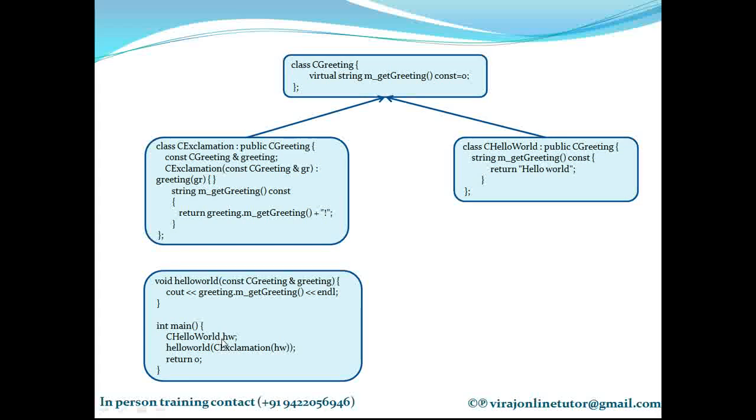So in the main function, I create a HelloWorld object and then I create an Exclamation object and I pass the HelloWorld object to it. As soon as I pass the HelloWorld object to it, the greeting is going to be set to the HelloWorld object. So this greeting will be set to the HelloWorld object, right? And then I am calling helloWorld. So what is this helloWorld getting? The Exclamation object.